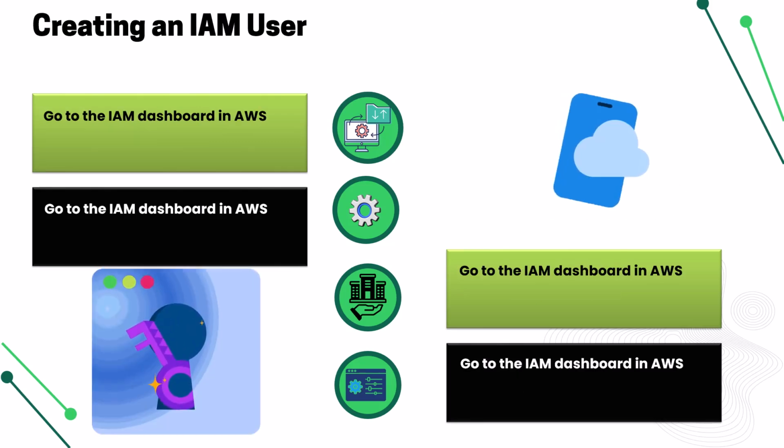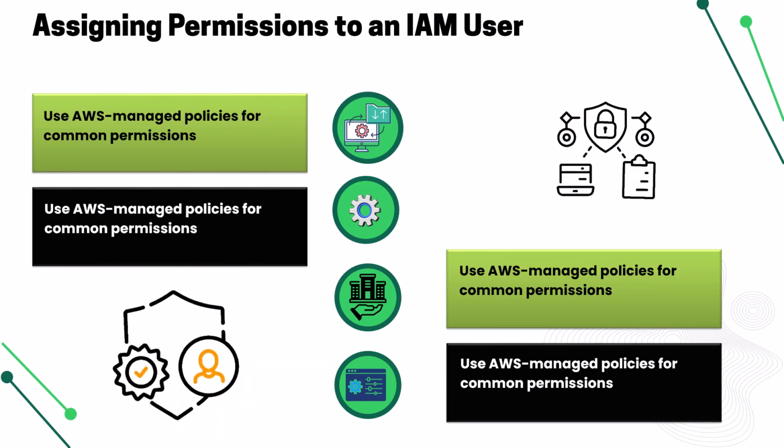Creating an IAM user is easy. First, head to the IAM dashboard, your control center for user management. Click Add User and fill in the details. Then decide how they'll access AWS, via the console or programmatically. Finally, set their permissions carefully. Give them just enough access to do their job, but not enough to accidentally launch a rocket, unless that's their actual job.